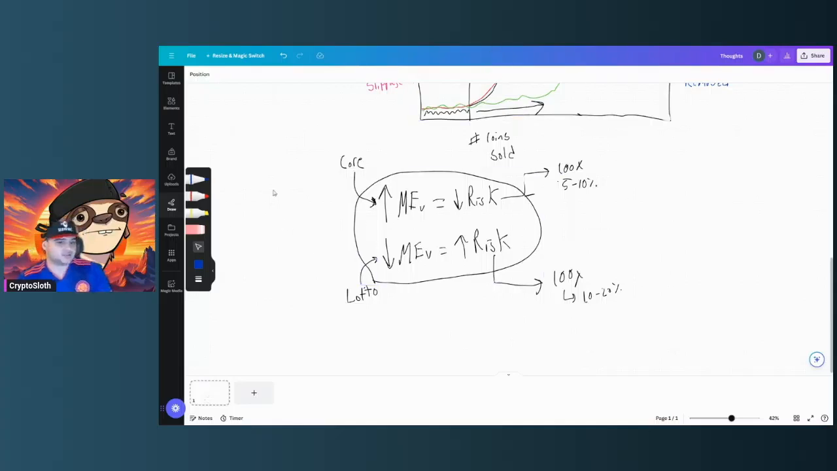And then a little Easter egg for my group, high MEV tokens are a signature of core tokens, and low MEV is a signature of lottery ticket tokens.